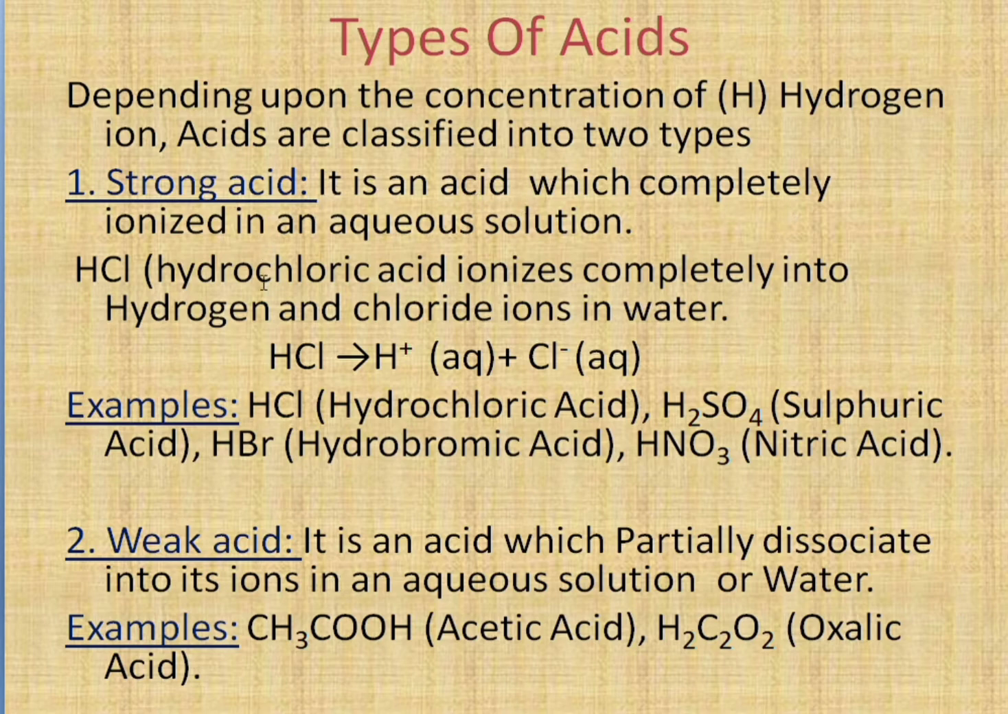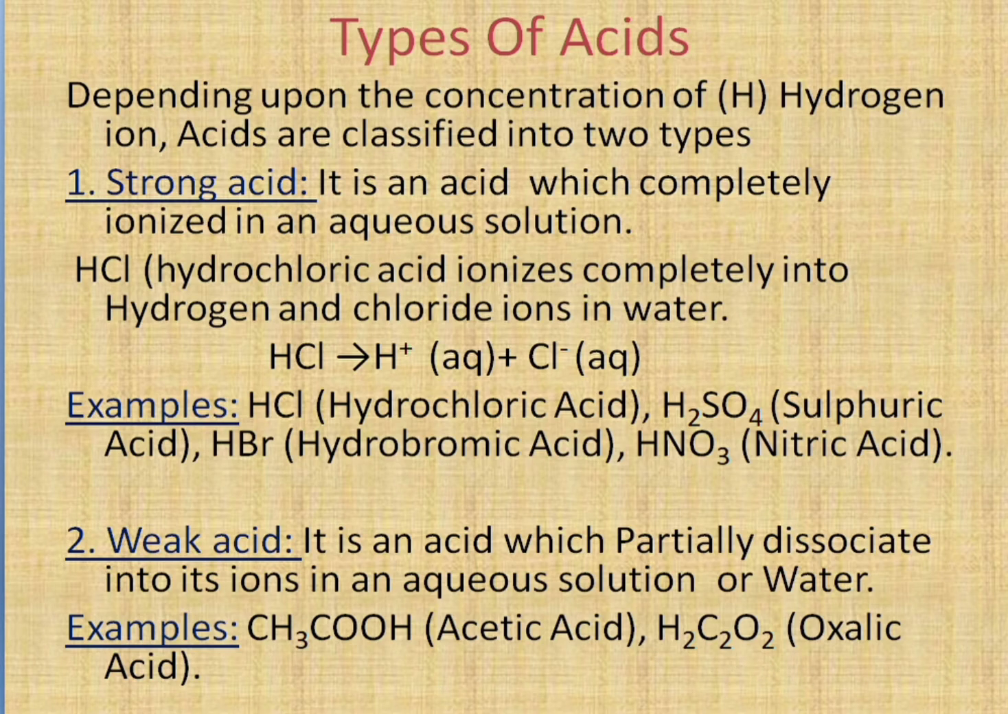First one, strong acid. It is an acid which completely ionizes in an aqueous solution. Example I have given here, HCl, hydrochloric acid ionizes completely into the hydrogen and chloride ions in the water. Examples for strong acids are HCl, hydrochloric acid, H2SO4, sulfuric acid, HBr, hydrobromic acid, HNO3, nitric acid. Weak acid. Coming to the weak acid, it is an acid which partially dissociates into its ions in an aqueous solution or water. Example for that is acetic acid CH3COOH, H2C2O4, that is oxalic acid.